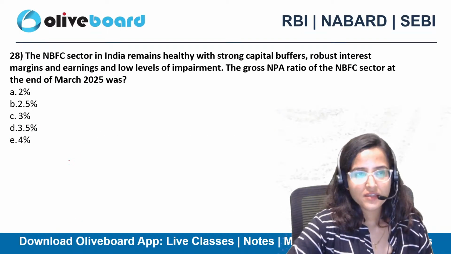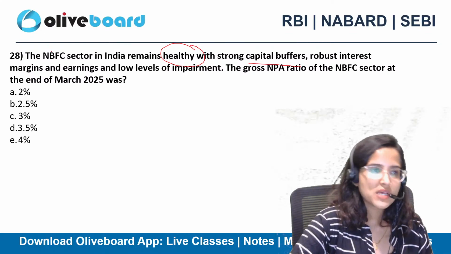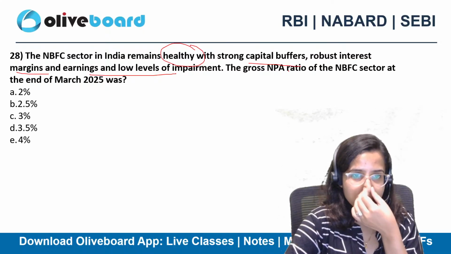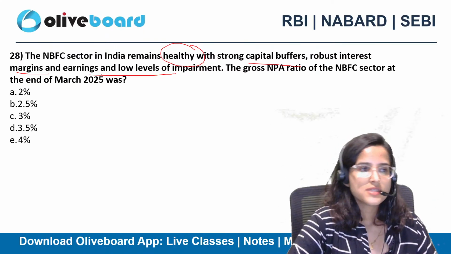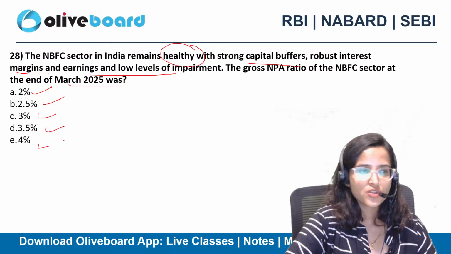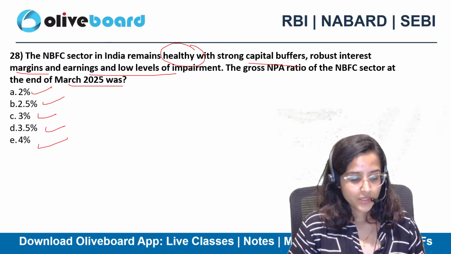The NBFC sector in India remains healthy with strong capital buffers, robust interest margins and earnings, and low levels of impairment. The gross NPA ratio of NBFC sector at the end of March 25 was 2%, 2.5%, 3%, 3.15%, or 4%. 28th question.